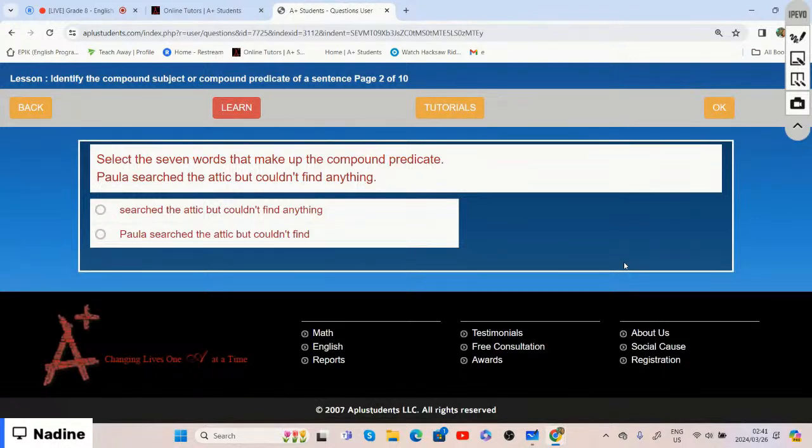It says, Paula searched the attic but couldn't find anything. So we need to select the 7 words that make up the compound predicate. Is it searched the attic but couldn't find anything? Or is it Paula searched the attic but couldn't find?